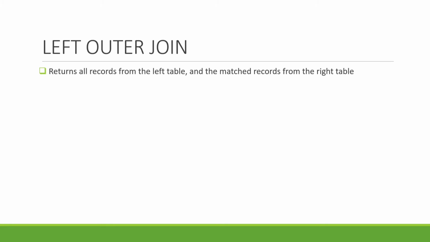The next one is the left outer join. The left outer join returns all records from the left table and also returns the matching records from the right table. Basically this will return the intersection and also the left out values that are not part of the intersection from the left table, but not the left out values from the right table. In the Venn diagram, that is all the left values and all the intersecting values.